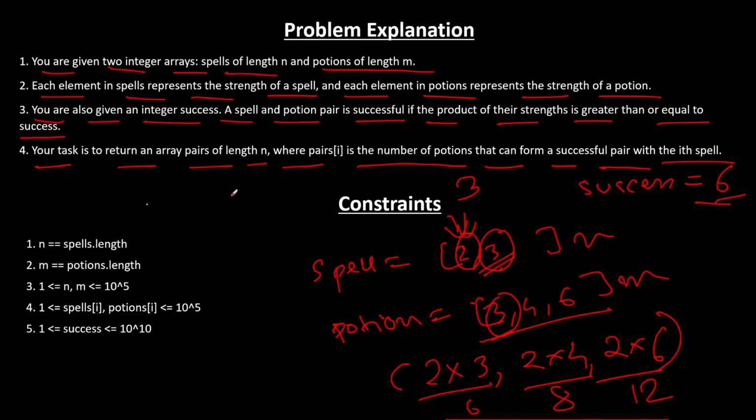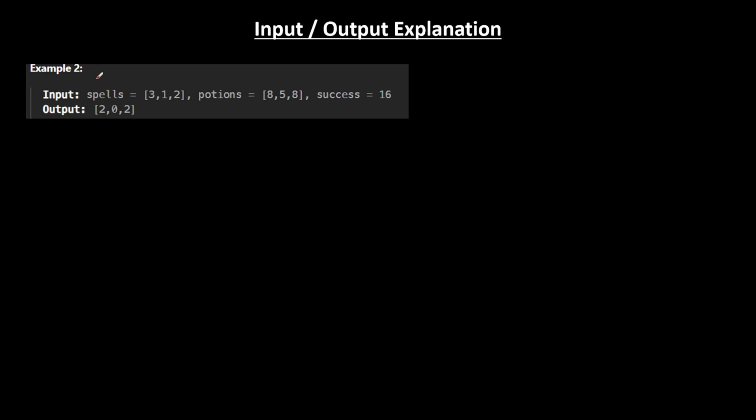Now let's understand the constraints. n equals spells' length, m equals potions' length, and n and m both could be from 1 to 10 to the power 5. And spells[i] and potions[i] values also could be from 1 to 10 to the power 5. And success is from 1 to 10 to the power 10. These are the constraints, and this is the problem explanation. I hope you understood the problem explanation. So let's move to the next slide.